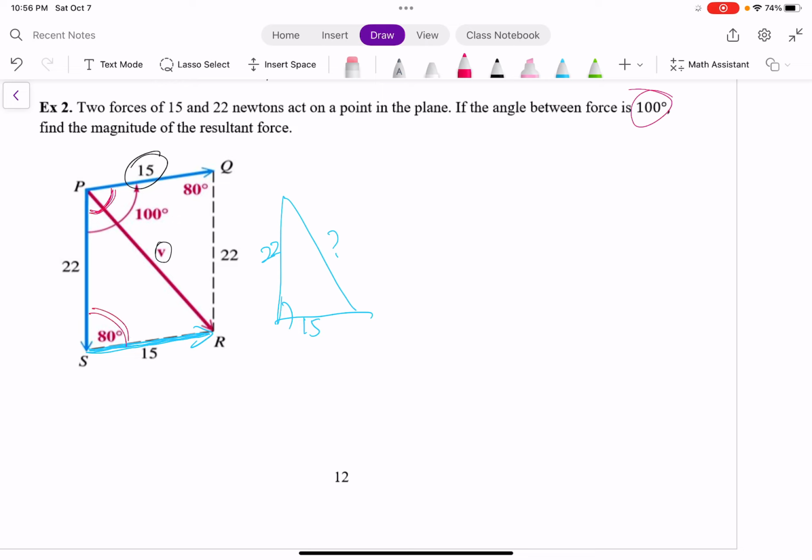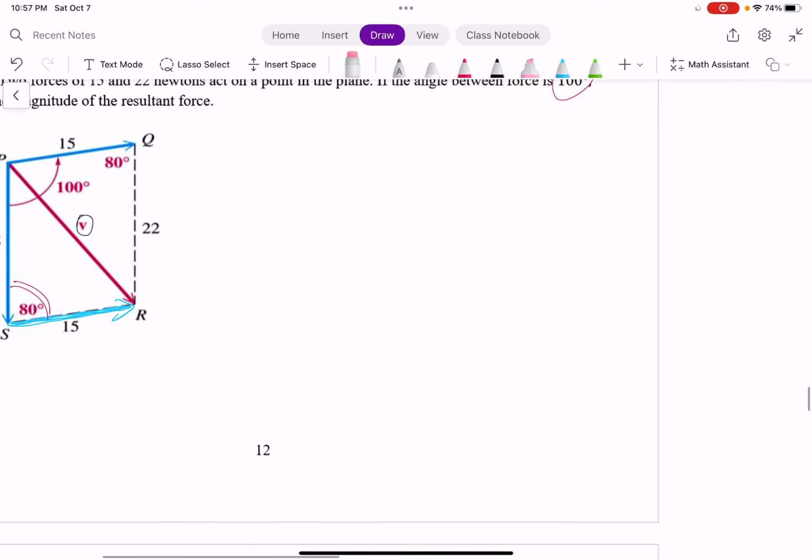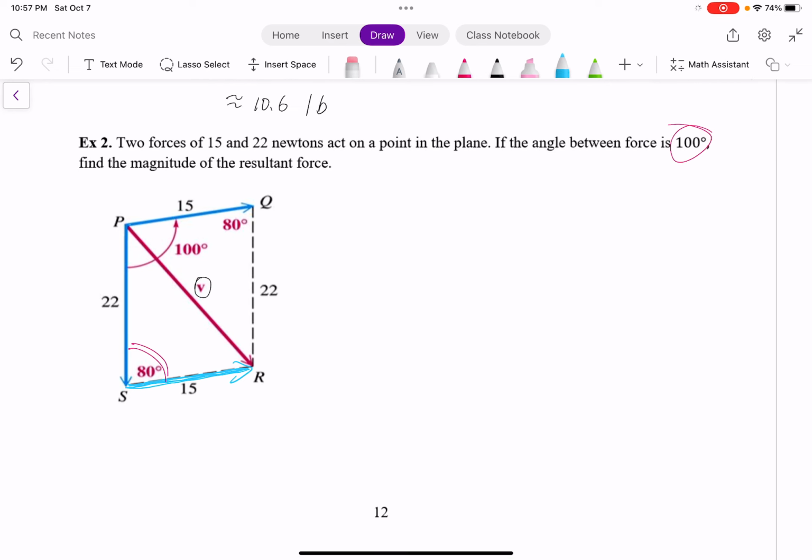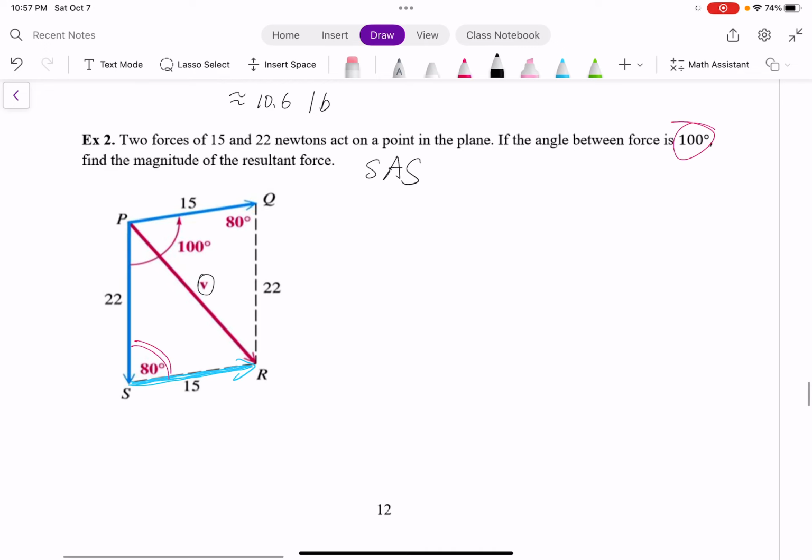So this is 180 minus 100, that means 80 degrees. All right, let's move on and only look at this triangle. In this triangle, what case is this? We have learned the SAS case. Is this SAS? Yes, this is the SAS case. So I can use the law of cosine to find the magnitude of V.